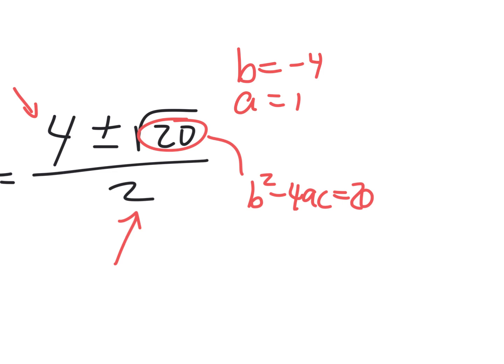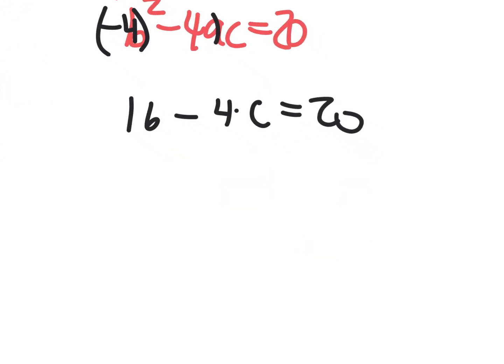Sure you could. If a is 1, put in a 1 here, and I don't know c, but I know b is negative 4. Then this would be 16 minus 4 times 1 times c equals 20. And if you can't solve that, you shouldn't be in honors. You just have to subtract 16, divide by negative 4. You'll get an answer, and you'll know what c was.